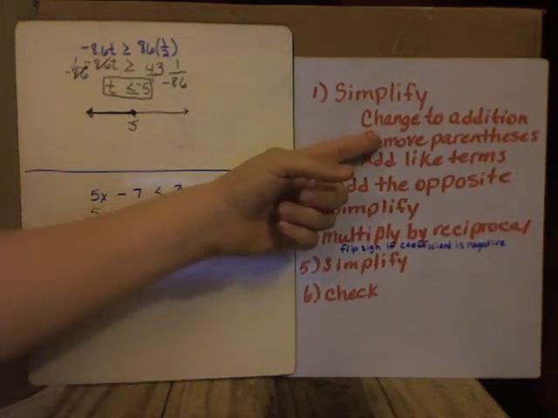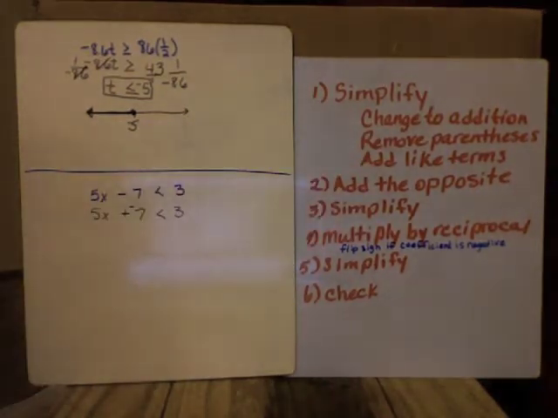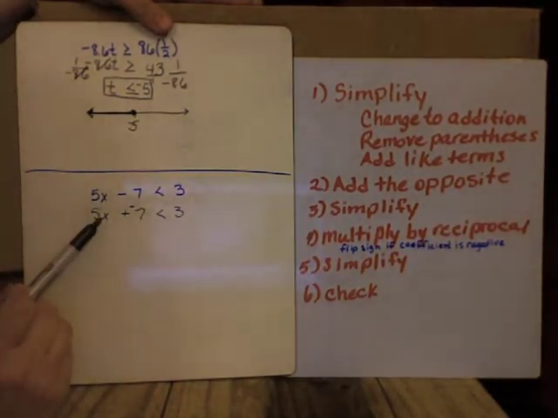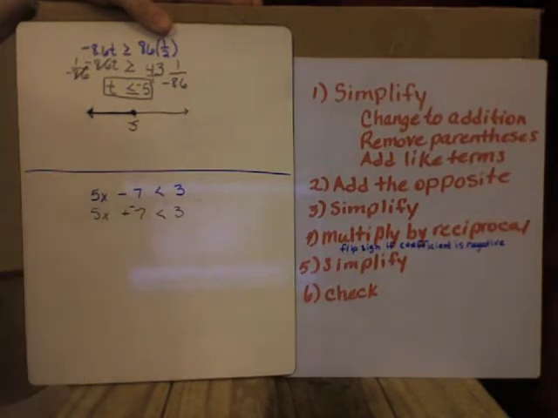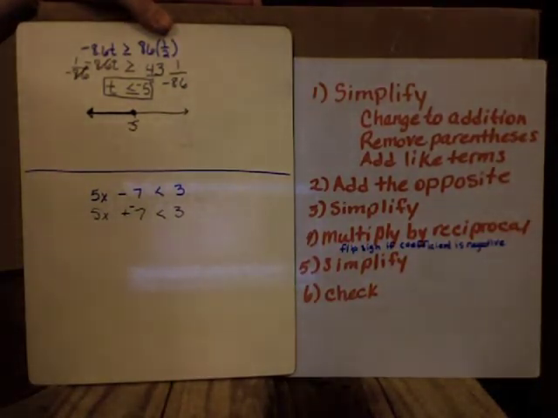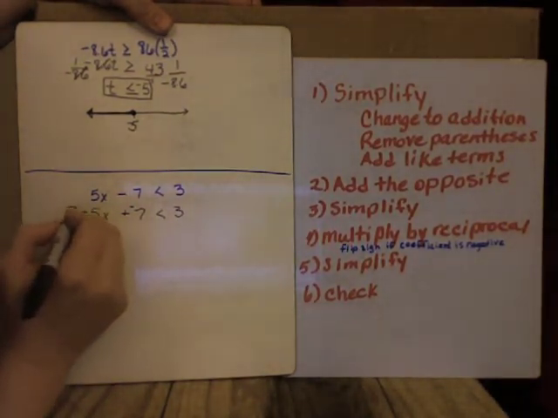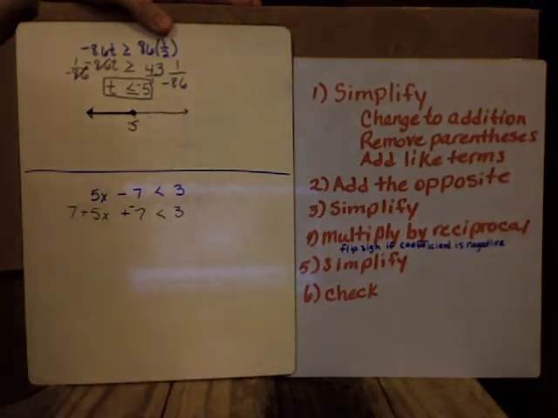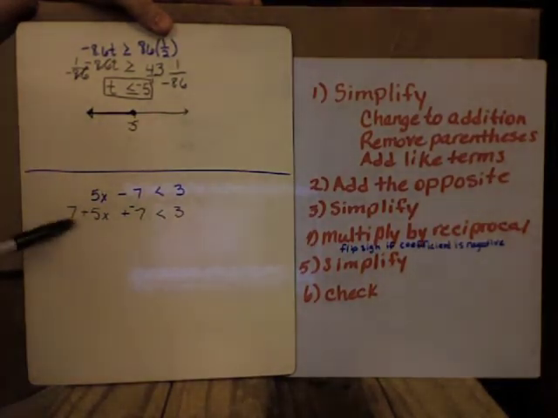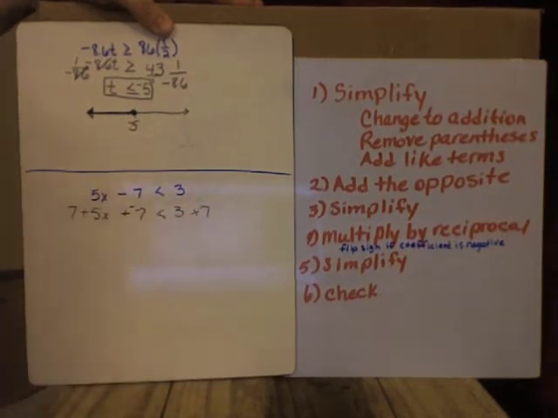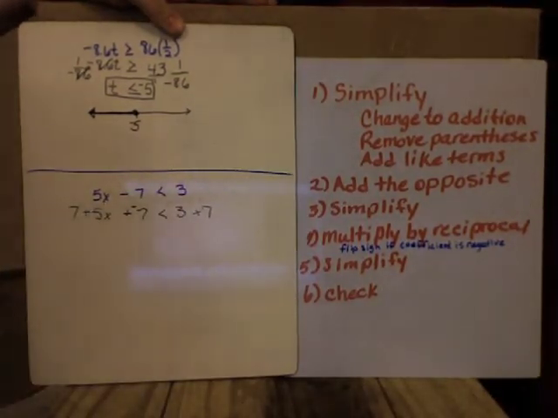We don't have any parentheses, we don't have any like terms, so we get to move on to step 2. Add the opposite. So we find the variable and find if there's something being added to it. And in this case, we have negative 7 added to it. So the opposite of negative 7 is positive 7. To cancel that out, we add a positive 7. But if we add a positive 7 to this side, we have to add a positive 7 to the other side. The third step is to simplify.